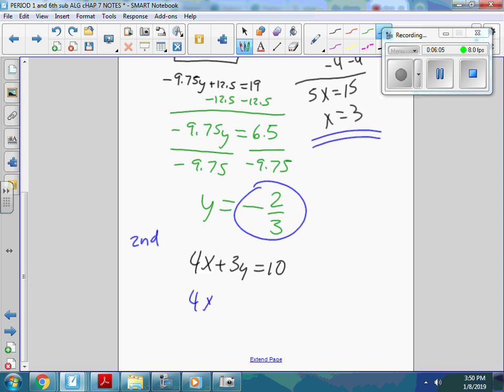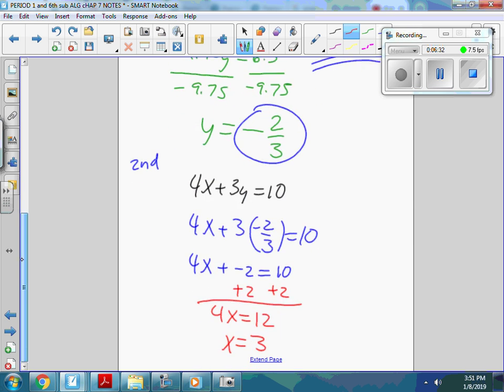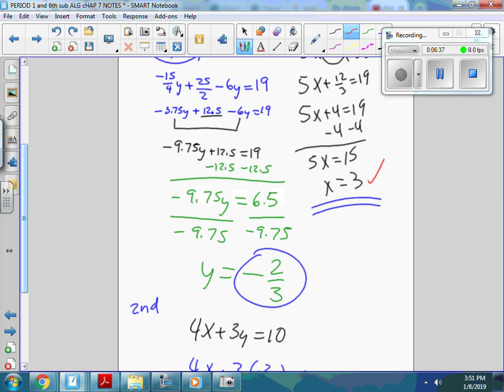So 4x plus 3 times negative 2/3 equals 10. 4x plus 3 times negative 2/3 is negative 2, equals 10. Okay? Just saw it. Good. Okay, so add 2. I get 4x equals 12. x equals 3. You get 3 or negative 3? You got 3. So it does check. Now, I'm not going to graph this one to show you how it graphs, but it would cross at (3, negative 2/3) if we were to graph it. Okay?